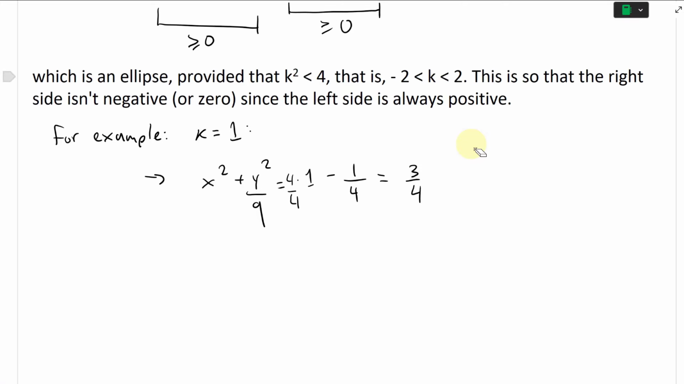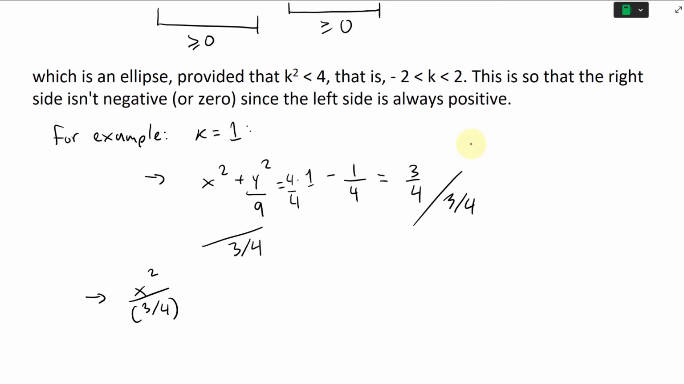So to get it in standard form, we just divide both sides by 3 over 4. And we're going to get x squared over 3 over 4, plus y squared over 9 divided by 3 over 4. Well, the 3 over 4 just goes inside, so you multiply the 3 by the 9 and get 27 over 4.